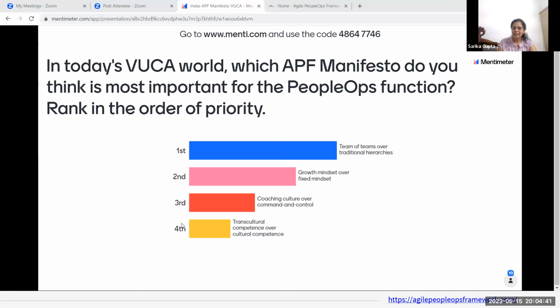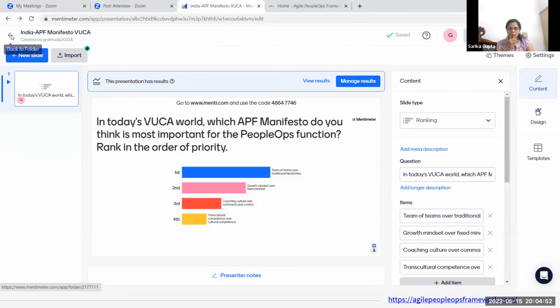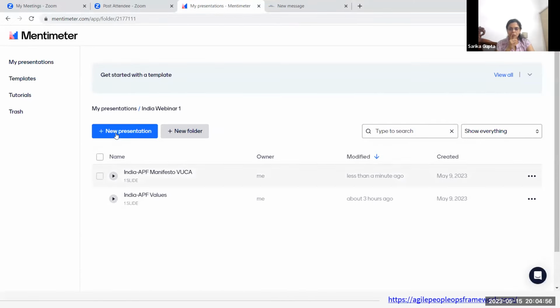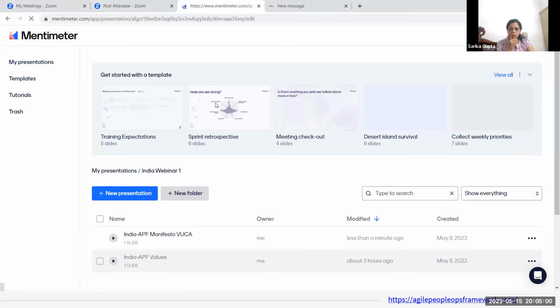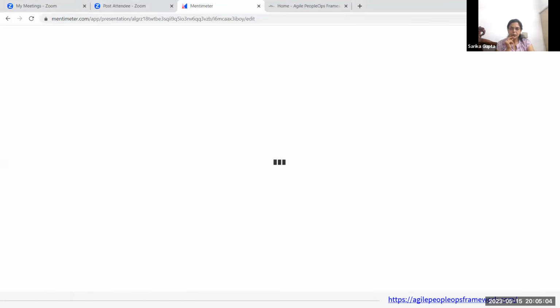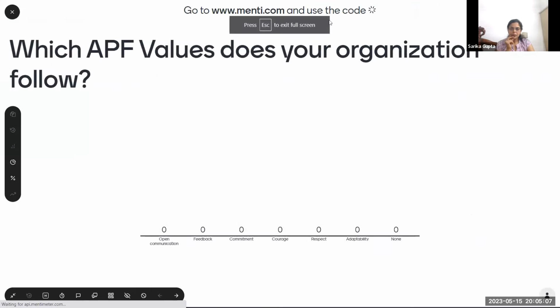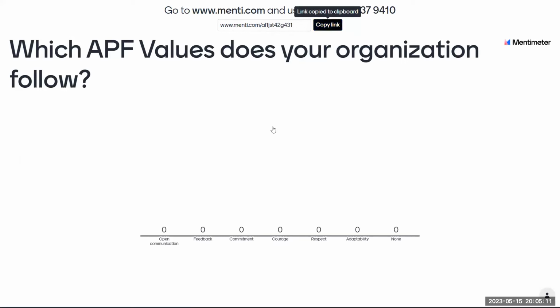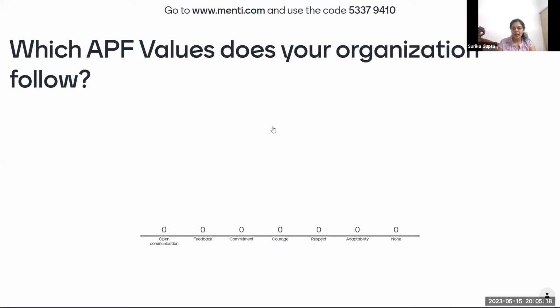Mariana, can we have the other Mentimeter? Yes, I will share the link for the other Mentimeter. 1 second. Okay. All right. So in this Mentimeter, here is a link for all of you. Please go ahead and join this link. The question is, which APF values does your organization follow? Is it open communication, feedback, commitment, courage, respect, adaptability, or none?